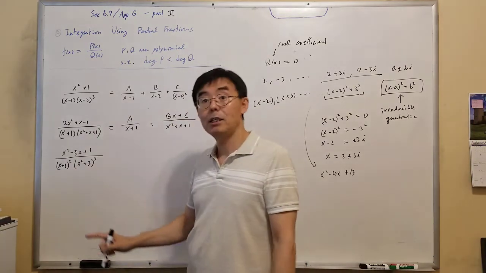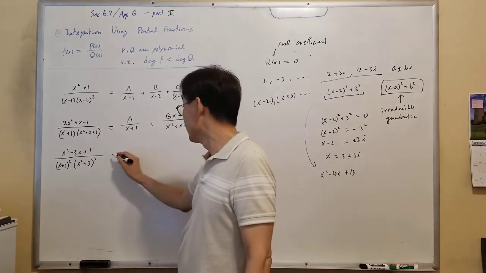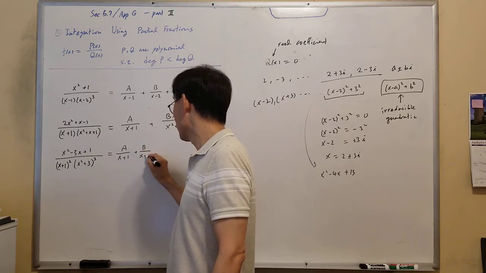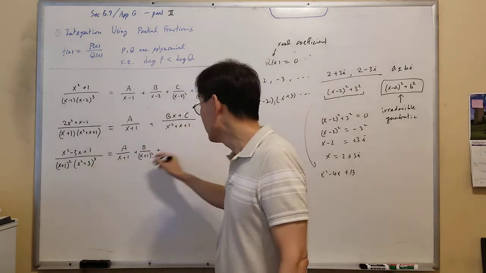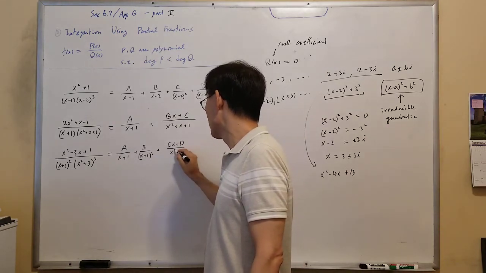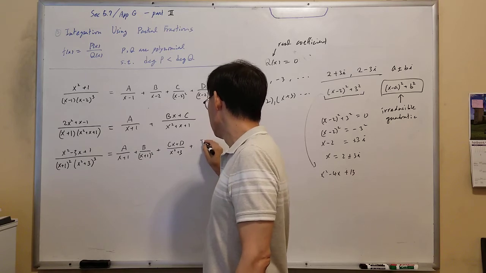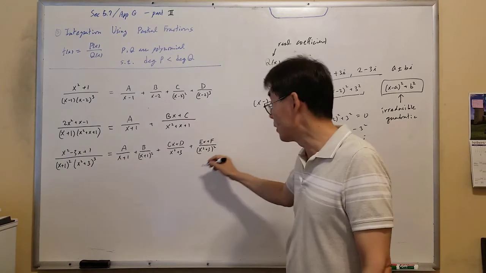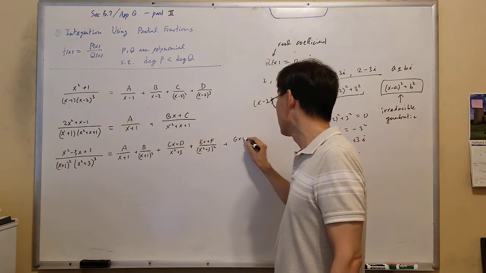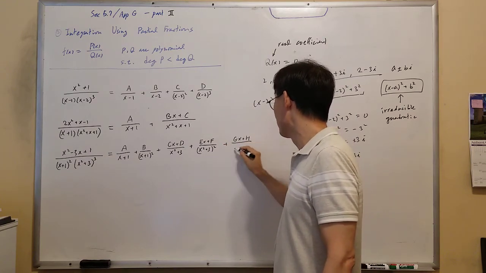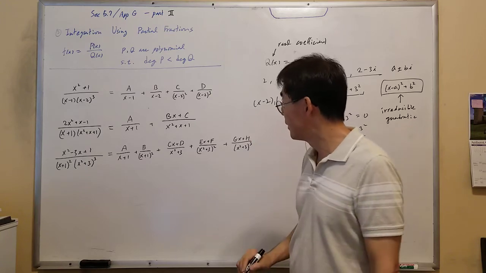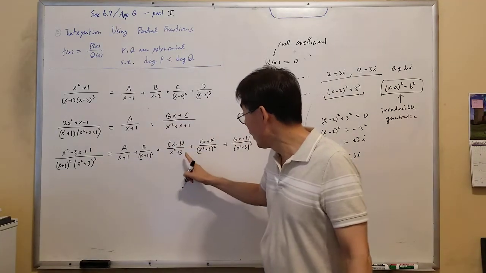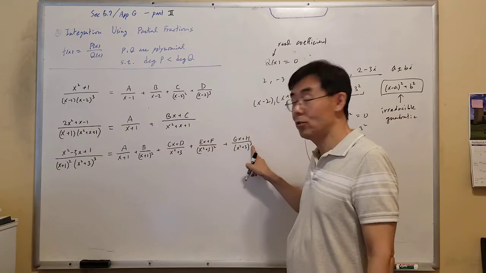Repeated linear, repeated irreducible quadratic. Then repetition twice, a over x plus 1, b over x plus 1 squared. For this one, cx plus d over x squared plus 3, ex plus f over x squared plus 3 squared, all the way to third power, gx plus h over the third. Now you see the pattern, right? Whenever you have some higher power, you have to include the terms of all the powers, not just the highest power, but every power.